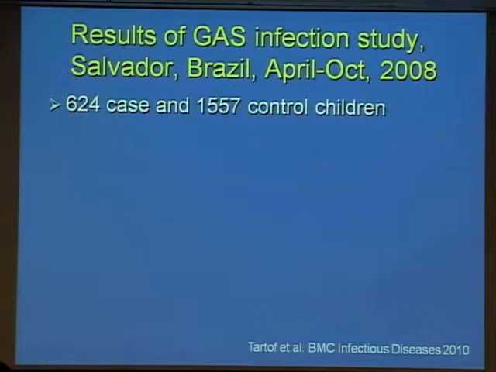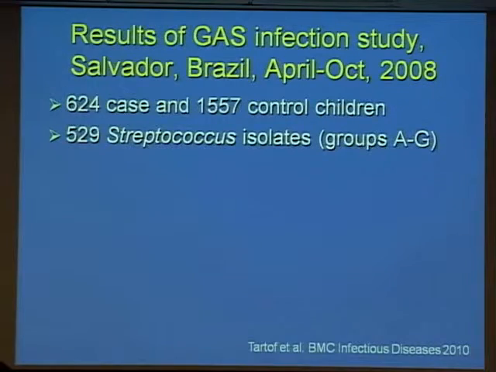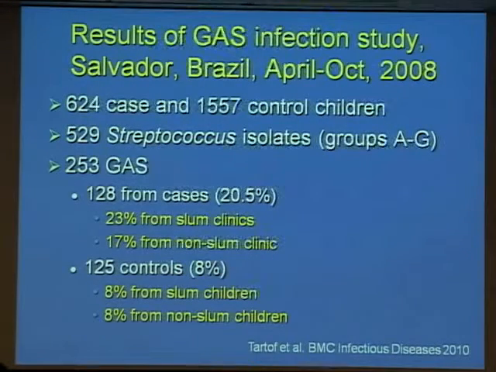We had 624 cases and 1,500 control children. We found 529 strep isolates, group A through G. 253 of these were GAS. We found 128 from cases and 125 from controls. Okay, so controls, kids without sore throat, also had GAS asymptomatically. Among the cases, 23 were from the slum clinics, 17 were from non-slum clinics. So GAS is clearly associated with pharyngitis. Okay, so we just proved what's already known.